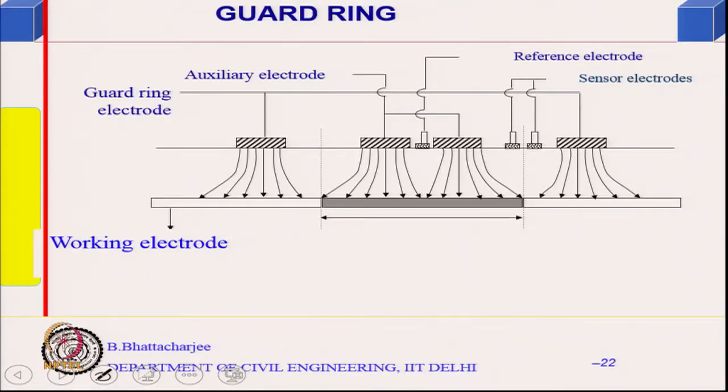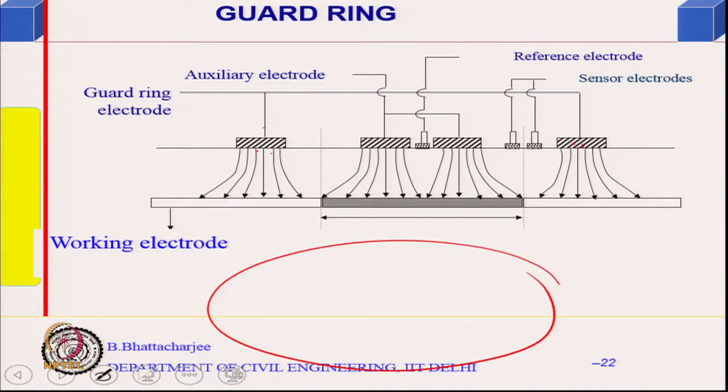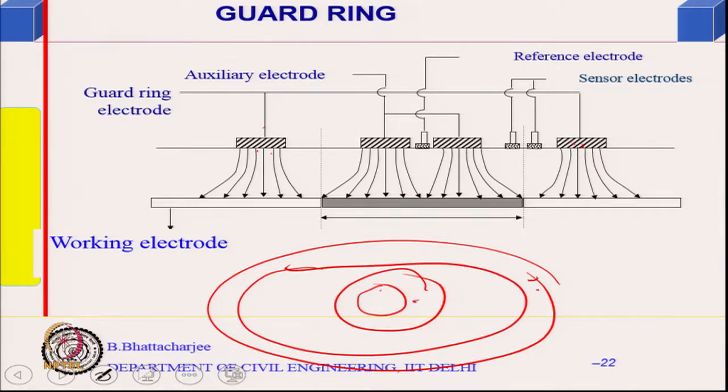Now, this is the guard ring I was talking about. In a guard ring, you have two electrodes through which you pass current. This is one electrode, which is an annular ring. In plan, it will look like a ring, and there is another ring. So, this is the strip, this is the outer. These two are at the same potential, so that the flow of current is restricted within this area.